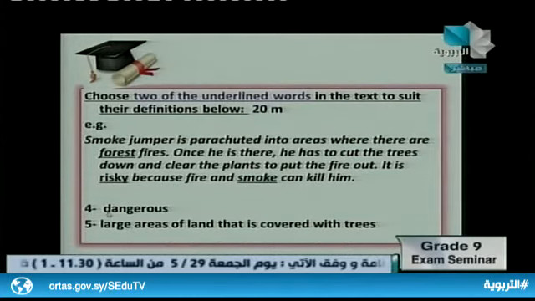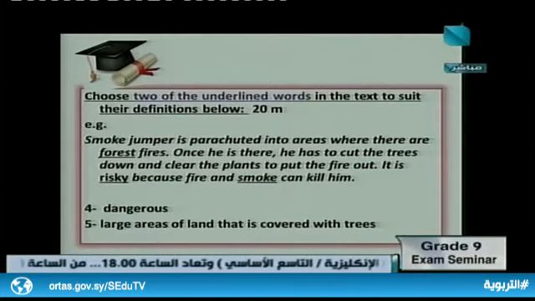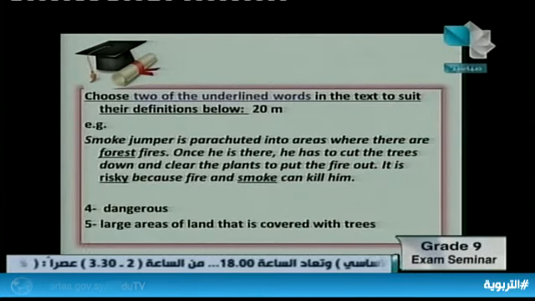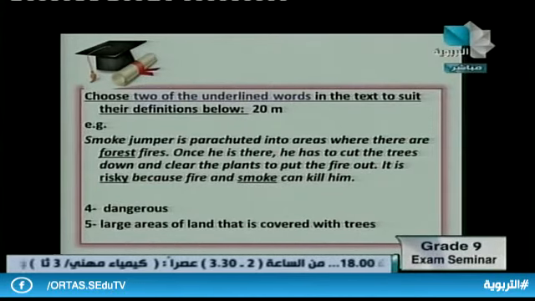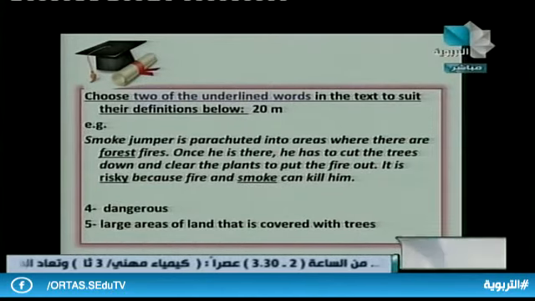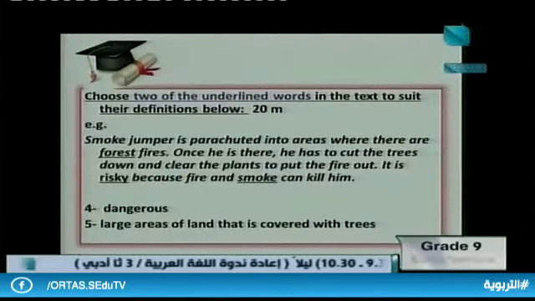Number 4, dangerous: the student is to choose risky. So here we have two definitions, and we have three underlined words in the text above. This means that we have one word which is extra. We don't need it. So for number 4, dangerous, the correct answer is risky.